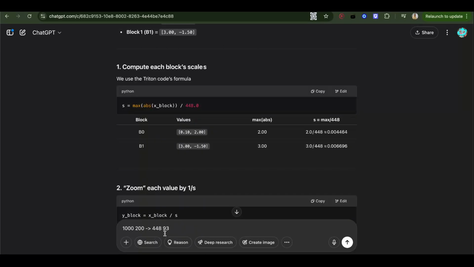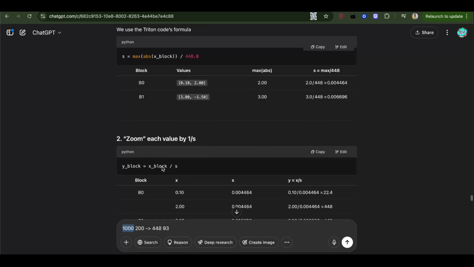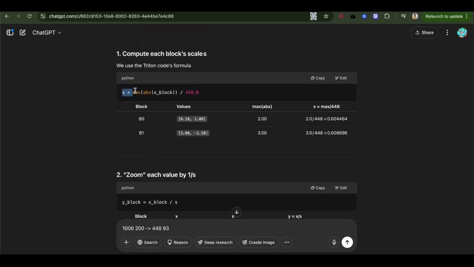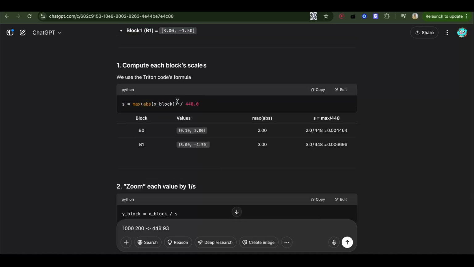Okay, as I said, we need to first calculate this scale factor. So by what do we need to divide this largest number to get this largest number here, 448. So in this case, we are dividing it by about, I don't know, 2.15 or something. So this is how we get this scale factor here. We divide the largest number by 448, we get the scale factor.